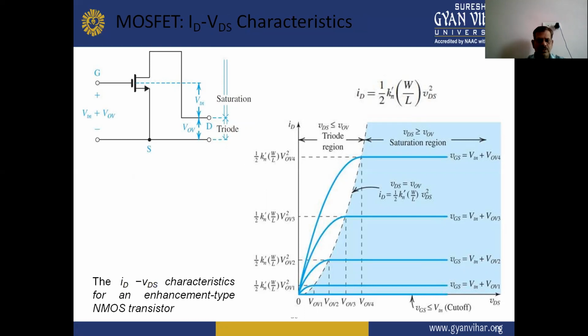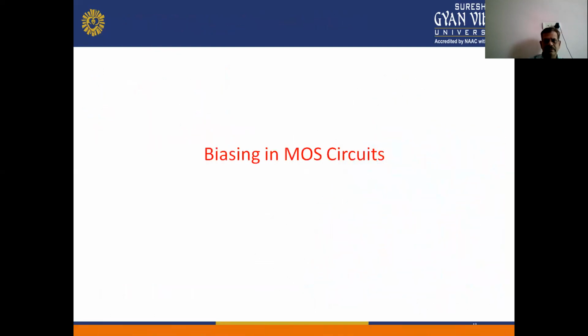Here is also the circuit diagram for the MOSFET operation and the VI characteristics between ID versus VDS. Then the ID versus VDS characteristics for an enhancement type NMOS transistor in this diagram, and the VI characteristics of the MOSFET.